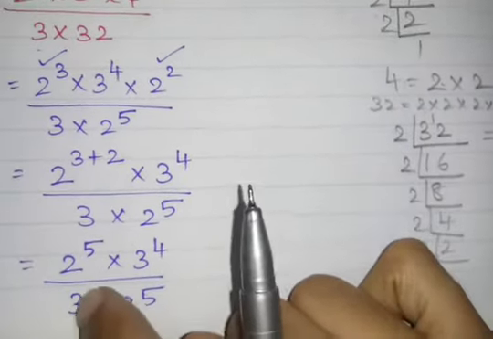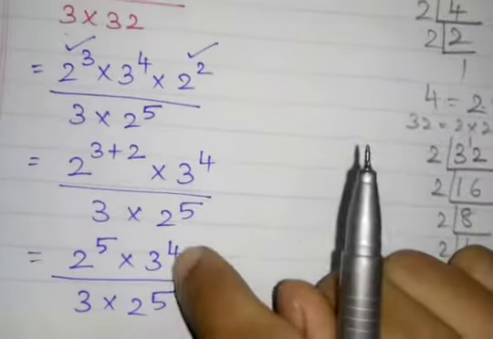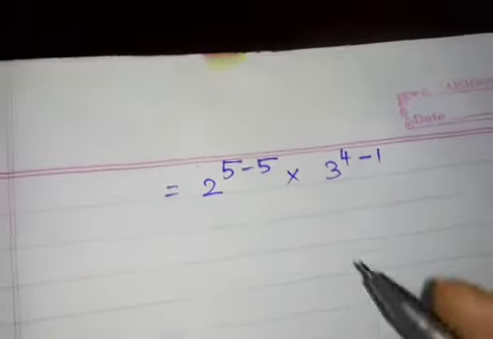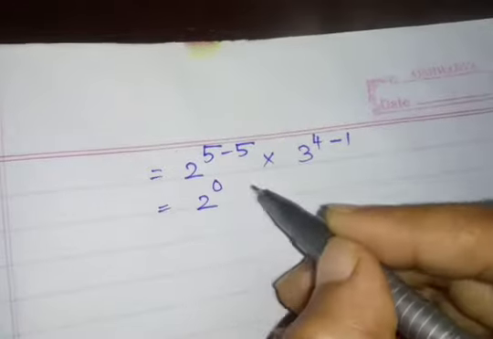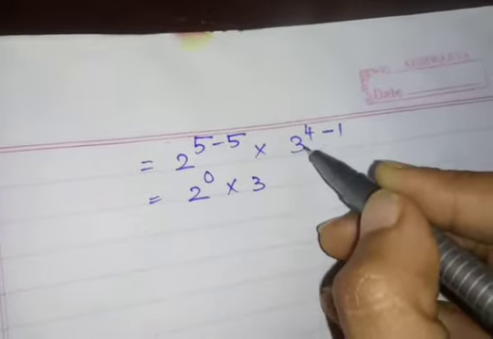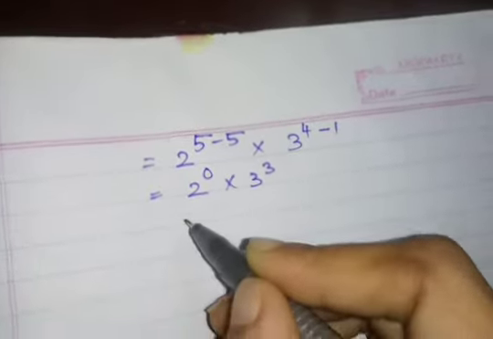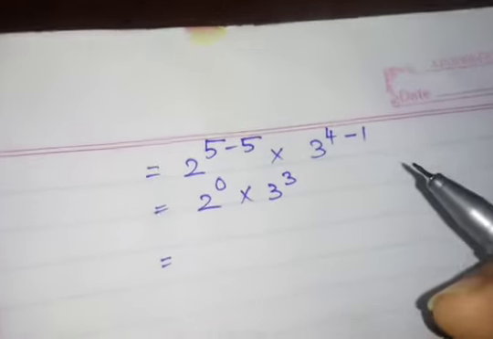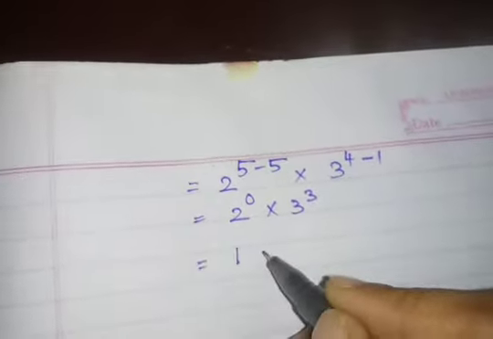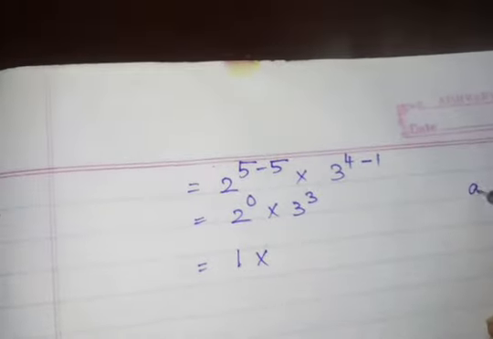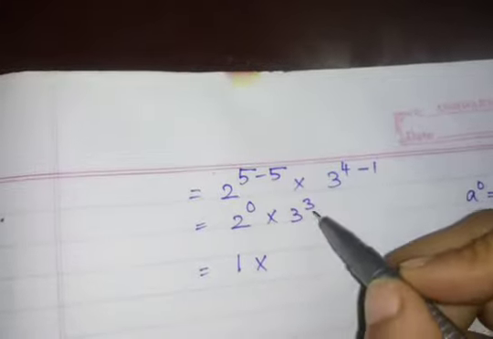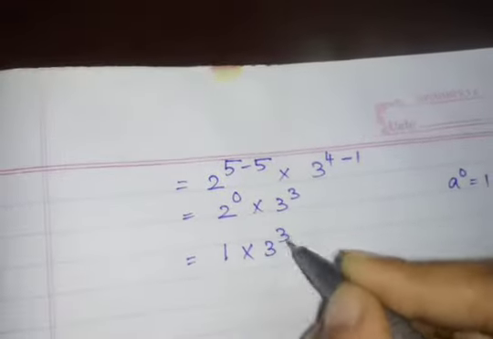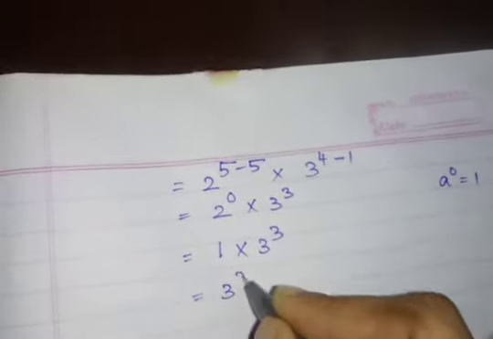Because 3 is nothing but 3 power 1, so 3 power 4 minus 1 you will write. So 2 power 5 minus 5 is 0, into 3 power 4 minus 1 is 3. Any number power 0 is what, children? 1. Do you remember, a power 0 is 1, right? So 2 power 0 is 1. 1 into 3 cube is 3 cube.